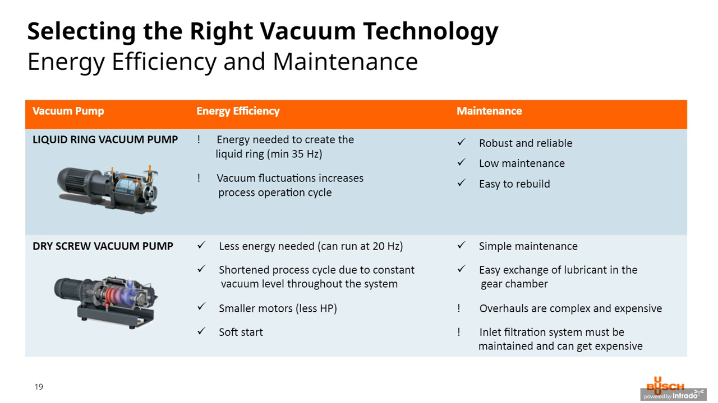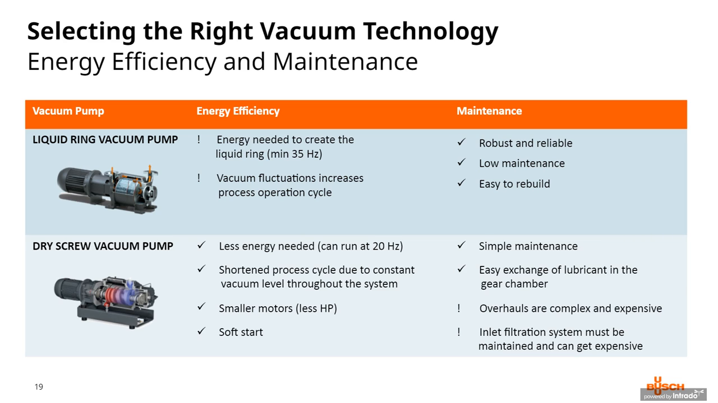Another important category when selecting the vacuum pump is energy efficiency. The dry screw pump has some advantages here, with less energy needed, less power needed, a slow run at 20 hertz in comparison with the liquid ring vacuum pump that needs a minimal speed of 35 hertz to maintain the liquid ring. Shorter process cycle with a dry screw due to the constant vacuum level through the system is an advantage as well. In terms of energy efficiency, the dry screw tends to be about 30% more efficient.